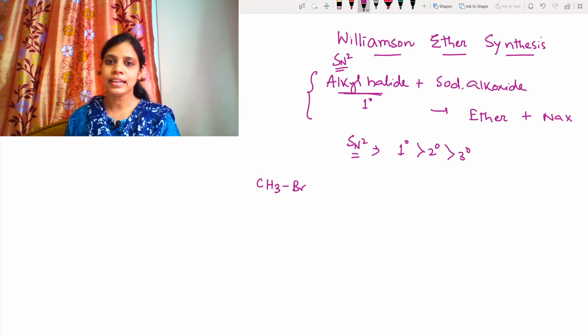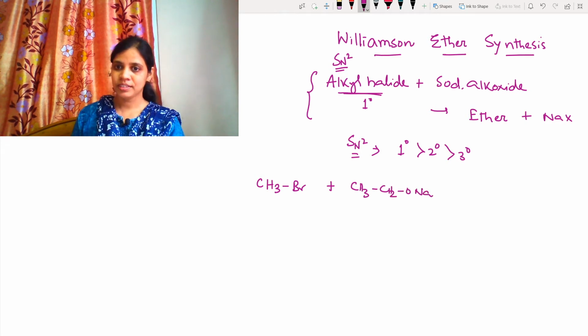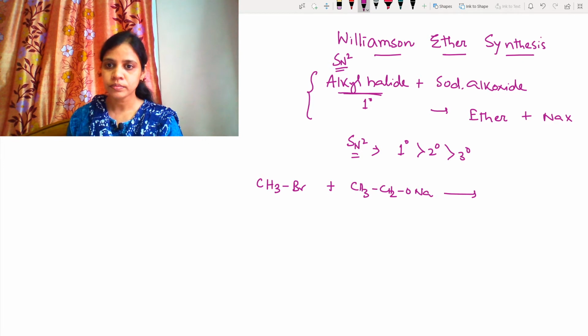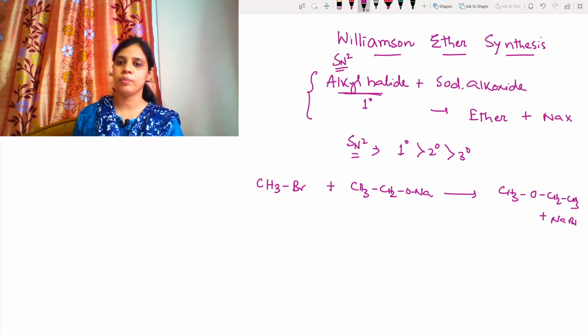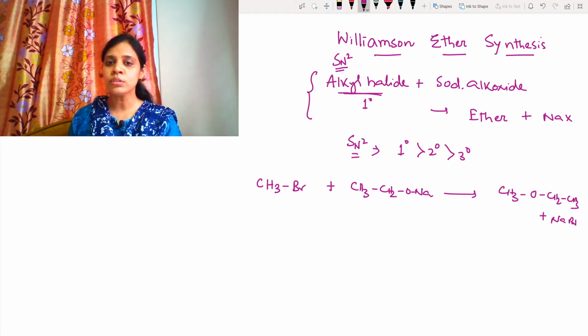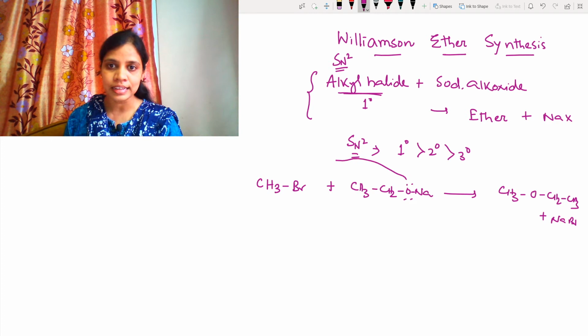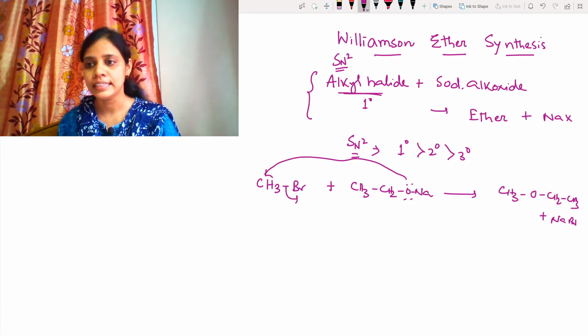So in place of alkyl halide I write CH3Br, and in place of sodium alkoxide I write CH3CH2ONa. This is sodium ethoxide. Now we'll get CH3OCH2CH3 and NaBr as side product. As here we use a 1 degree halide, we'll get a better result, because this nucleophile can easily attack the halide-containing carbon, and we will get the product.